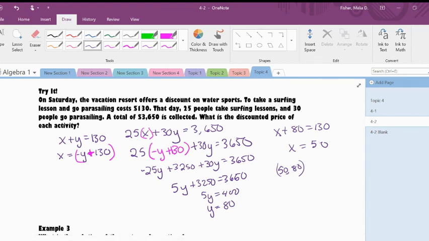Our discounted price is going to be $50 for surfing and $80 for parasailing.